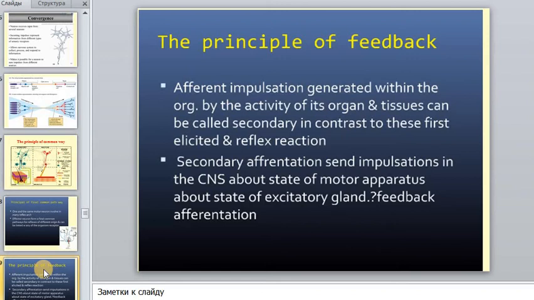The principle of feedback, we discussed this. Just look closely at this slide. Afferent impulsation generated within the region by the activity of its organs and tissues can be called secondary. In contrast to this first reflex reaction, secondary afferentation sends impulses to the central nervous system about the state of the motor apparatus, about the state of the excitatory gland, and feedback afferentation.